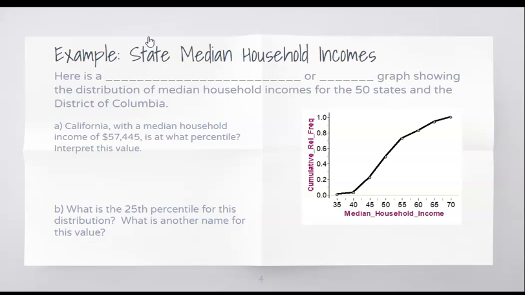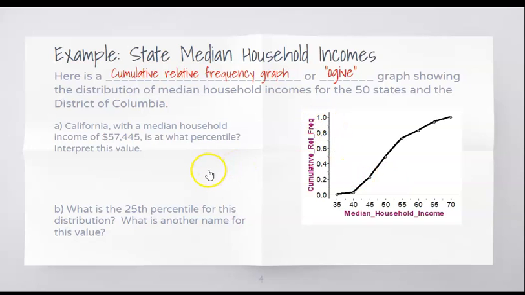Okay, another example for you. It's state median household income. That's what this graph is telling us. So this is what's called a cumulative relative frequency graph, or an ogive. And it shows the distribution of median household incomes for the 50 states and the District of Columbia. So what this is doing is it's counting up to 100%, if you see the y-axis. So it just kind of keeps building up.